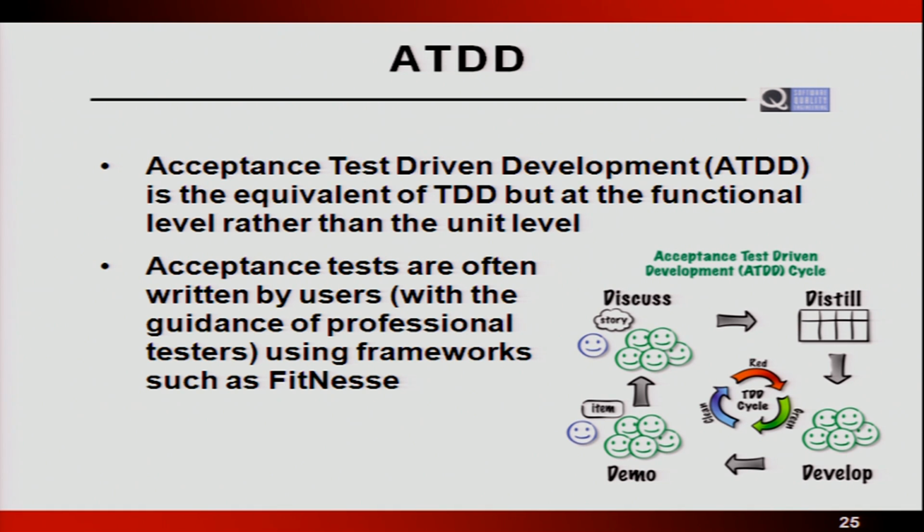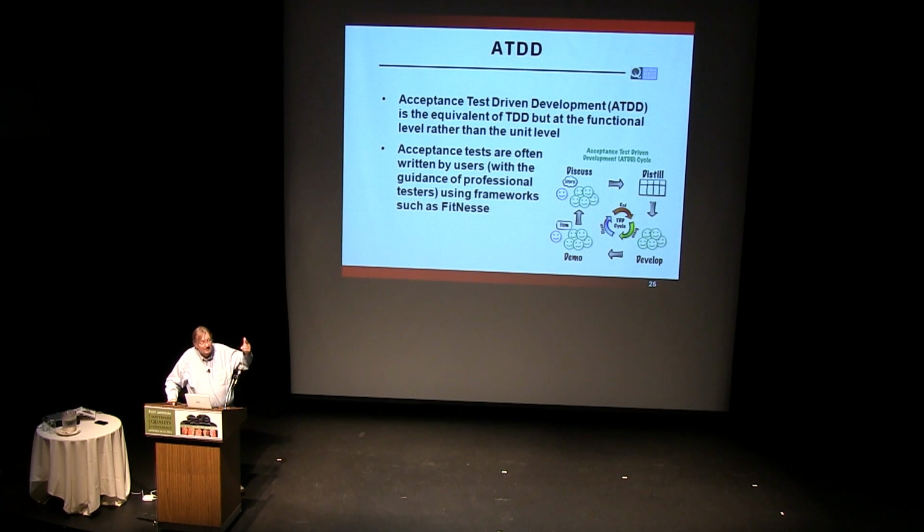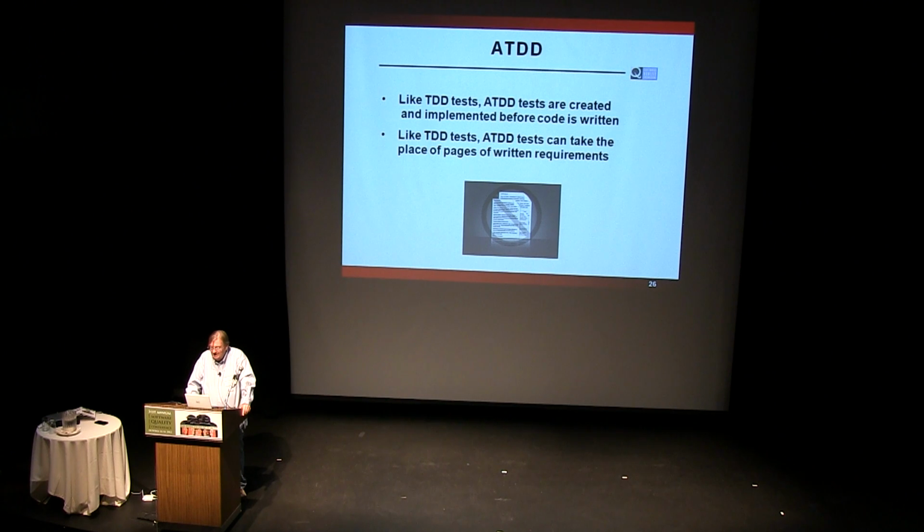The developers then go off and write the code, and then we demonstrate that code works against those high-level acceptance tests. And again, it's like washing your hair. It's shampoo, rinse, repeat. You do this over and over and over until finally all of the acceptance tests pass, in which case it's time for another party. You can tell I'm kind of a party guy. So that's ATDD. Again, just like TDD, acceptance tests are written before the code is written.